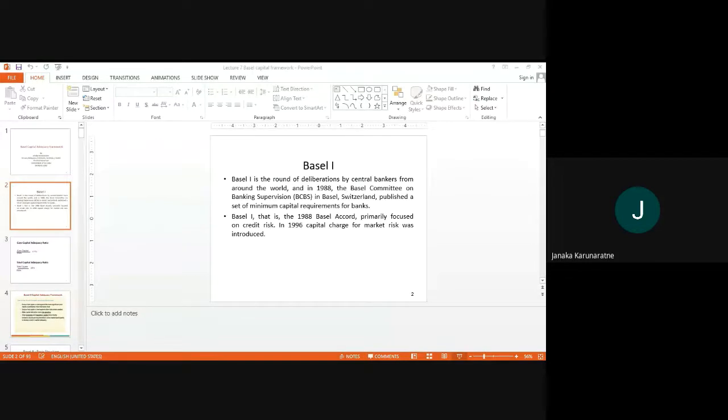But subsequently, during the decade of the 90s, the banks were subject to certain other risk categories, especially market risk. I think you have done credit risk in this particular course. We have done market risk to a great extent. So the banks were subject to a greater level of market risk in addition to credit risk. Then in 1996, Basel added the market risk component into the framework. So by 1996, Basel I covered both credit and market risk.